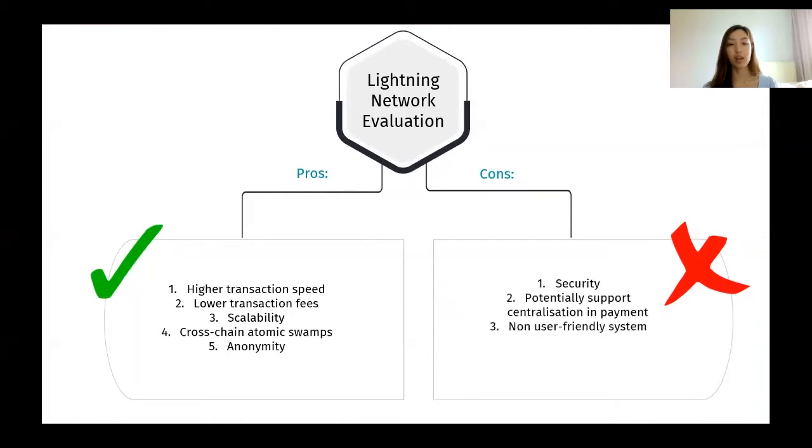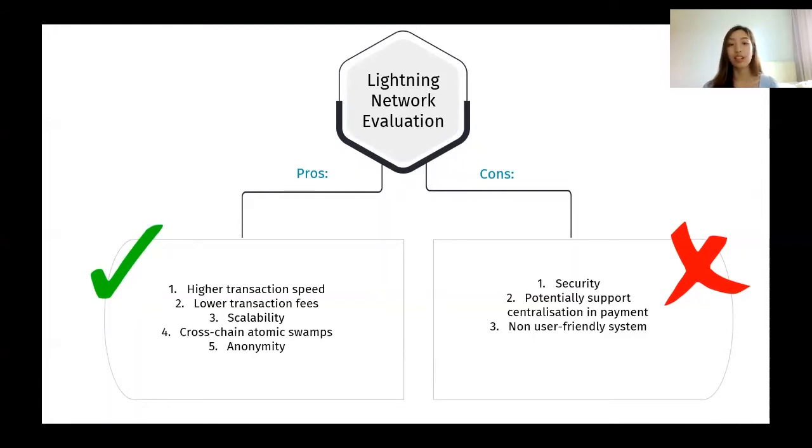And then for some cons, firstly, security. Since this system works on top of the blockchain and does not have the same security, it's more likely to be used for just smaller transactions. And then secondly, potentially support centralization in payment. Since the Lightning Network doesn't really support offline payments, it's a similar situation when it comes to peer connections. So if one of the peers is unresponsive, then users might be forced to wait for hours on their end before being able to get hold of their funds again.